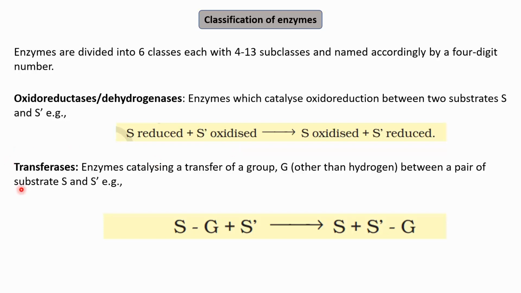So as the name suggests, transferases are enzymes that help in the transfer of a group from one substrate to another substrate. But that group should not be hydrogen, because in that case, the enzyme will come under the category of oxidoreductases or dehydrogenases. So if any group except hydrogen gets transferred from one substrate to another, this will be carried out with the help of the enzymes known as transferases.